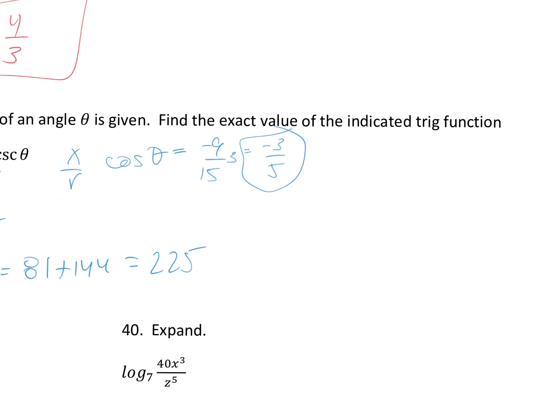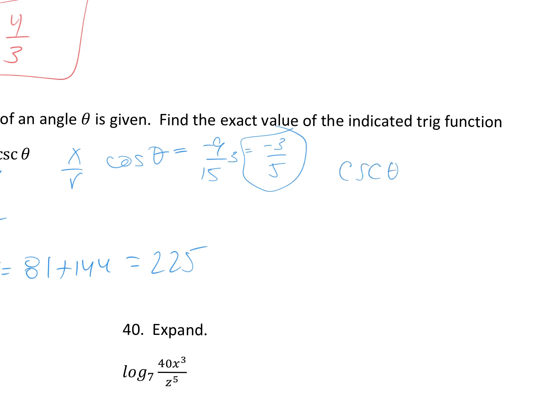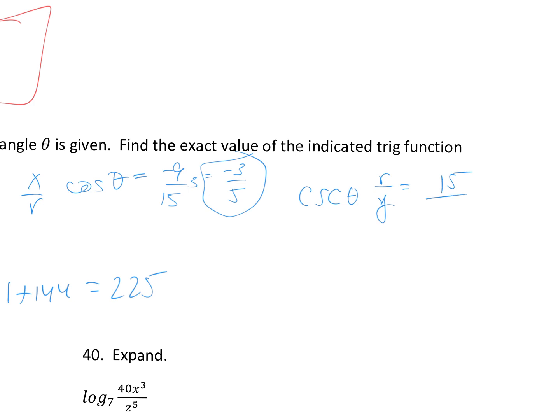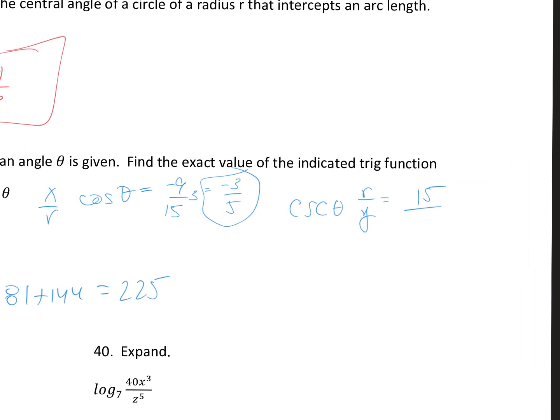Cosecant is what over what? Good, r over y. So what's your r value? 15 over, what's your y value? 12. And then just simplify. What is that? 5 over 4. Perfect. If it's a radical, then go ahead.